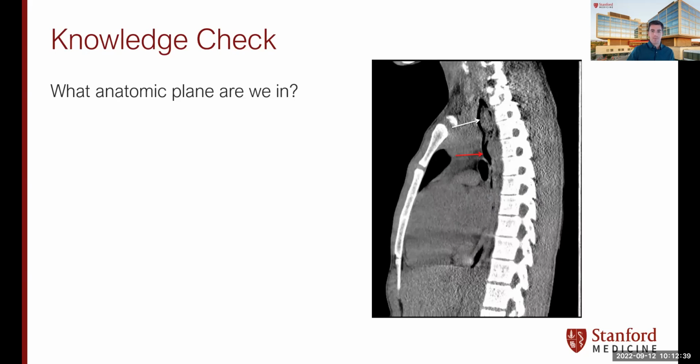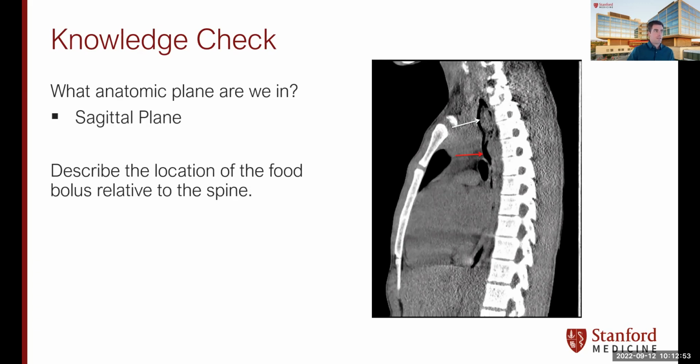All right, same thing. What anatomic plane are we in here? Love it. So this is the sagittal plane. So how do you describe the location of the food bolus relative to the spine? What I'm pointing to is your esophagus. This is a big old food bolus. And then this is your spine right here. So how would you describe it? Oh, I love it. So this food bolus is anterior or ventral to the spine.